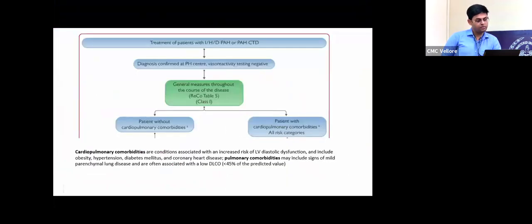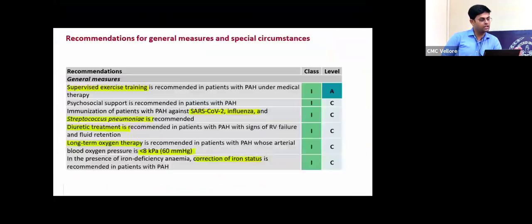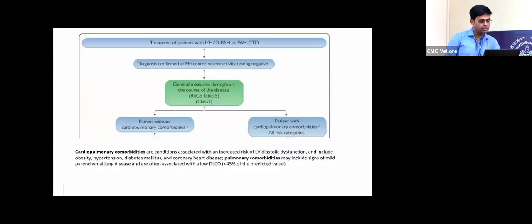So if a patient is vasoreactive testing negative, general measures like supervised exercise training, vaccinating them with specific influenza, SARS and Streptococcus pneumoniae vaccines, diuretic therapy, as we have said, in advanced heart failure, long-term oxygen therapy, mainly when it goes below 60 millimeters of mercury, and correction of iron status. These are all the supportive measures we advise. Then divide the patients and find out whether they have any features of cardiopulmonary comorbidities. If they do, the recommendation is to individualize the therapy, which we'll see in the further slides.